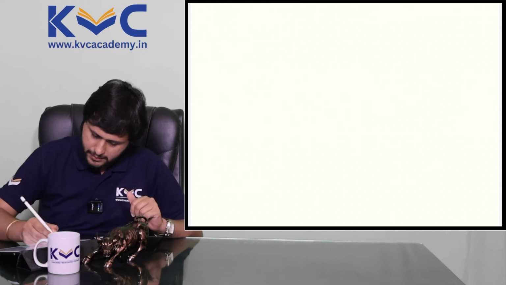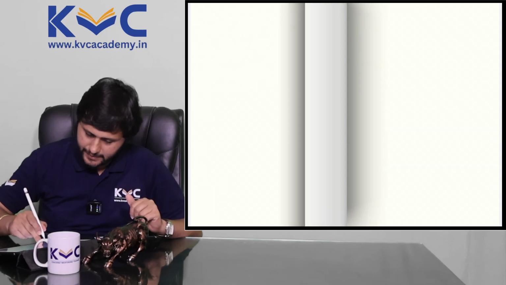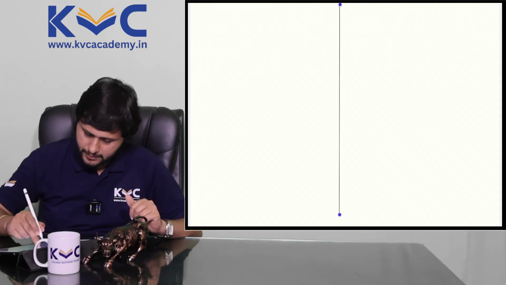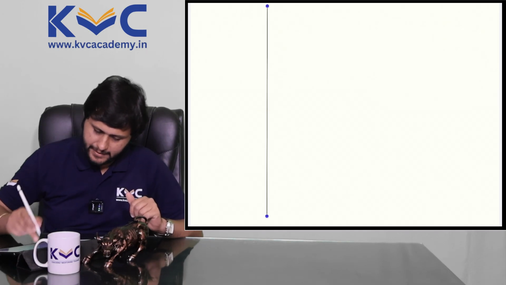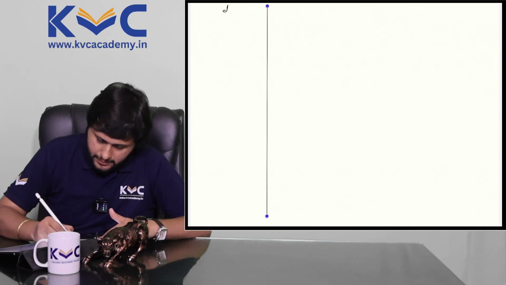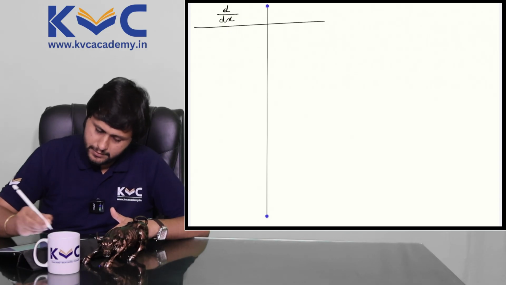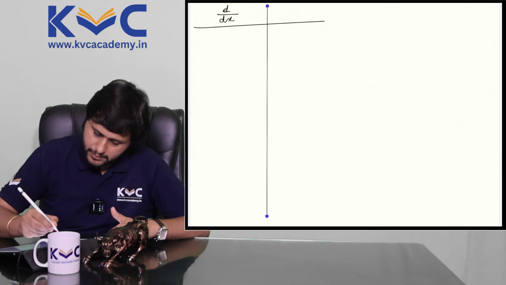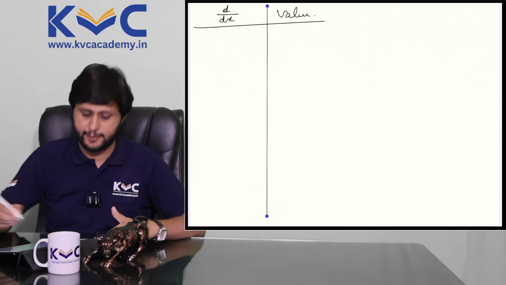Okay, we'll put everything in one place now. Fine. So we started with, on top I will write d by dx, differentiation with respect to x of, and this is the value. Fine, this is after differentiation.